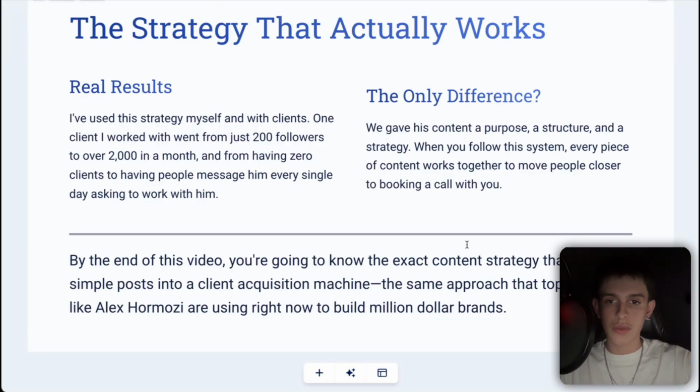One client I worked with went from just 200 followers to over 2,000 in a single month, and more importantly, from having 0 clients to having people messaging him every single day to work with him and having 4 clients. The only difference in his content was we gave his content a purpose, a structure, and a strategy. When you follow this system in this video today, every piece of content is going to start working together to move people closer to booking a call with you, not just entertaining them.